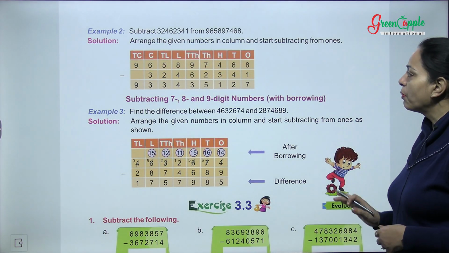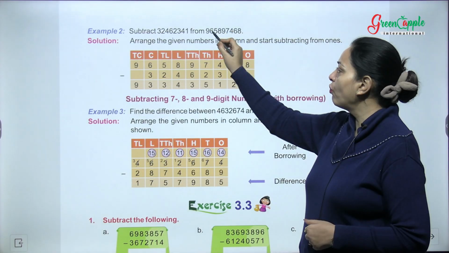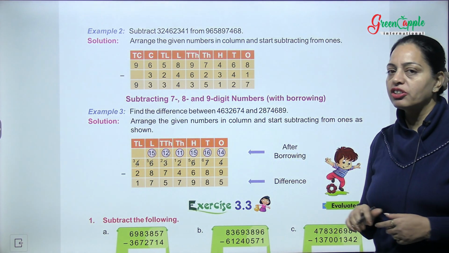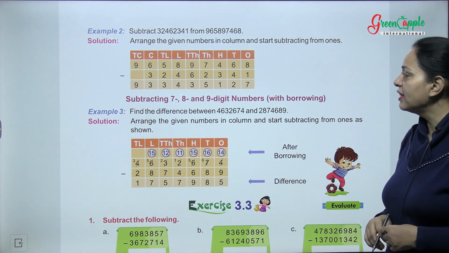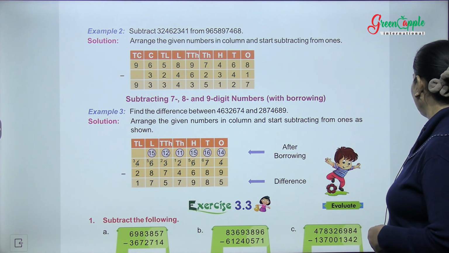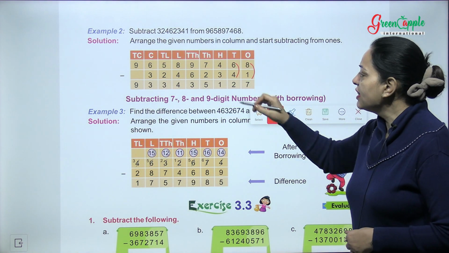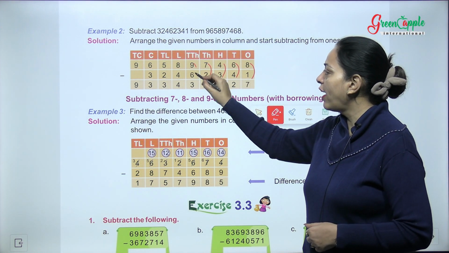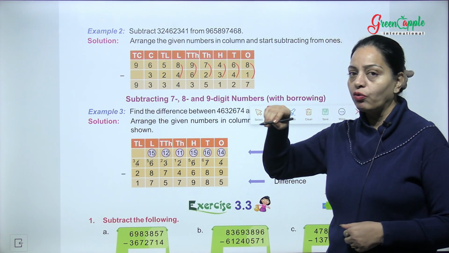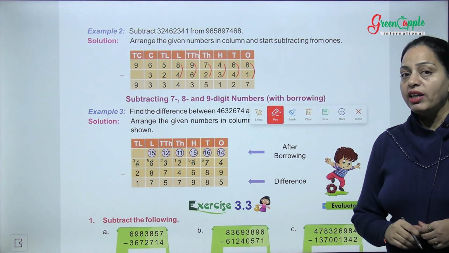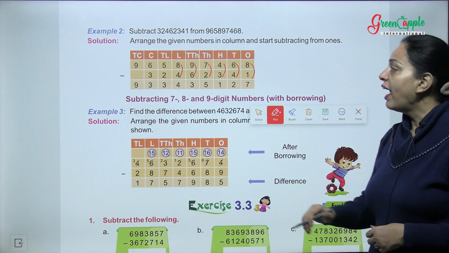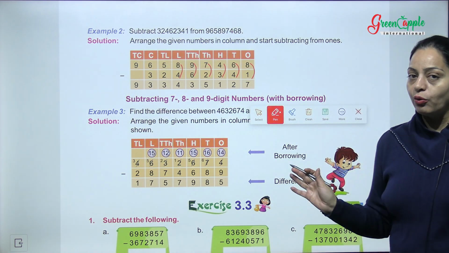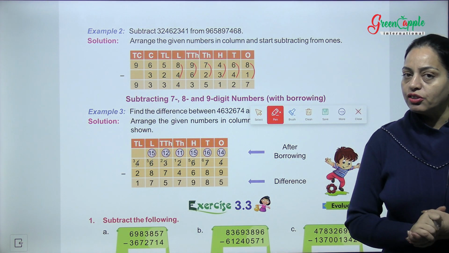Now example 2: subtract this from this. First write this number, then minus this number, and arrange the digits according to their places. Now start subtraction. 8 minus 1, 7. 6 minus 4, 2. 4 minus 3, 1. 7 minus 2, 5. 9 minus 6, 3. 8 minus 4, 4. 5 minus 2 is 3. 6 minus 3 is 3, and 9 minus 0, nothing, that is 9 only. I hope this is very much clear to you.